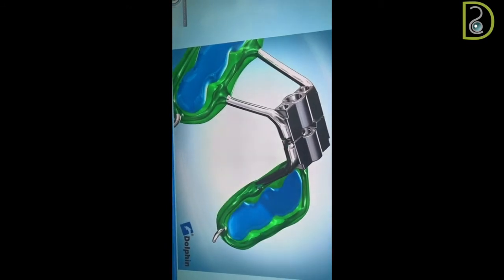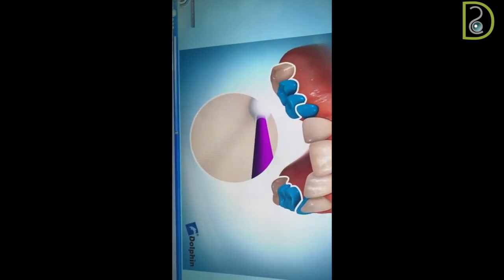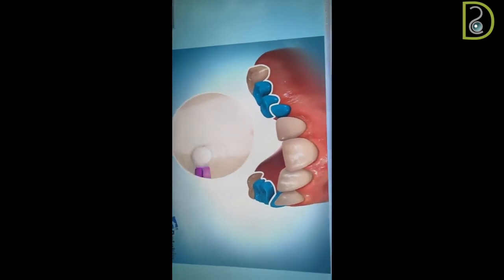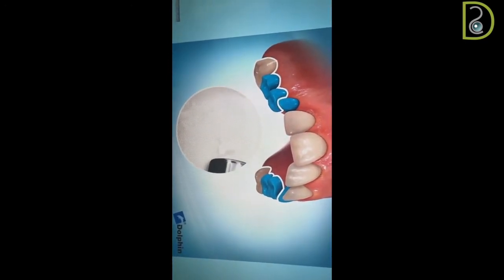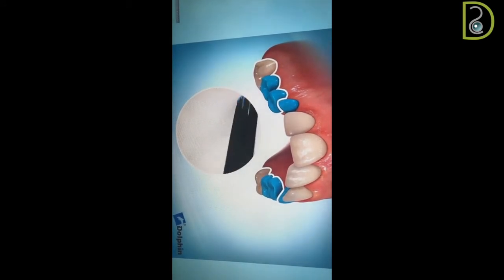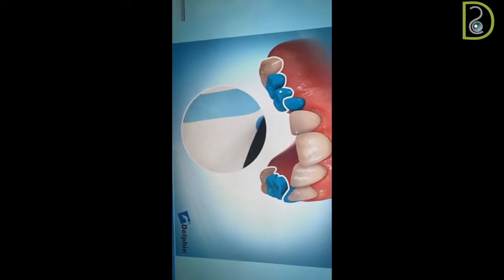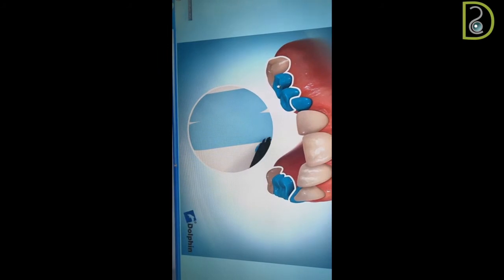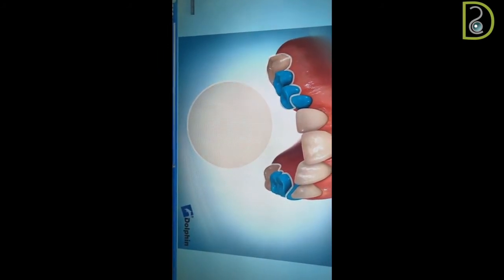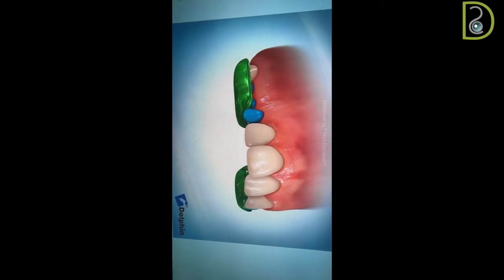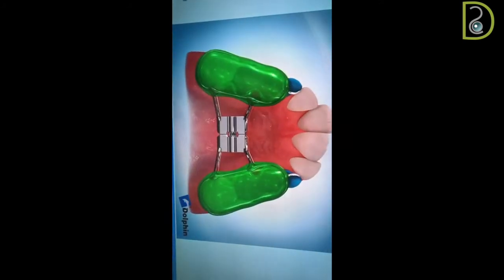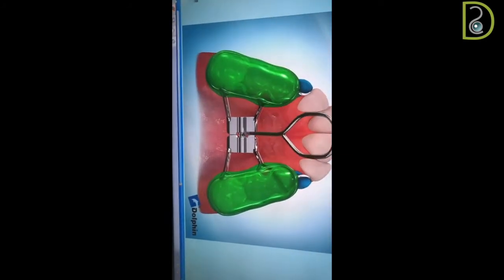When you put a bite block or bite plane between the patient's teeth, these are the steps. You etch, rinse, and then you apply your bonding agent on the teeth, and you place resin cement or glass ionomer cement on the acrylic, and then you cement it on. You remove the excess. Now, the patient can start expanding.